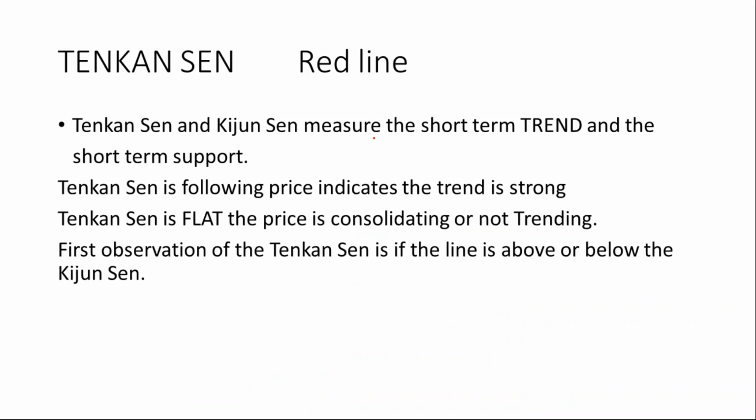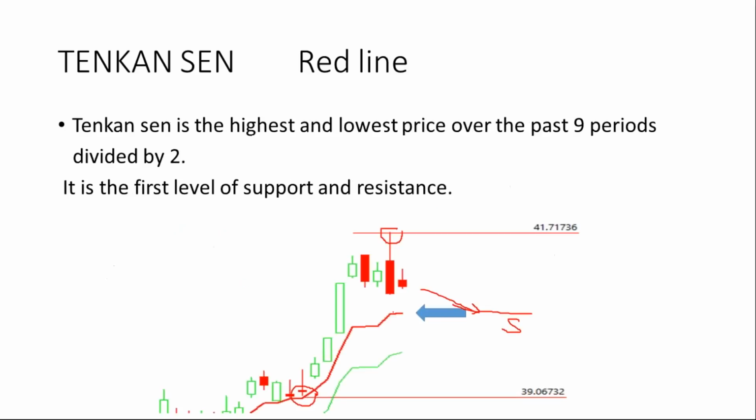So 9 periods being short term may provide some short term support, is the Tenkan Sen line. Tenkan Sen and Kijun Sen measure short term trend and the short term support. If the Tenkan Sen is following the price, it indicates that trend is strong. If the Tenkan Sen is flat, the price is consolidating or not trending. First observation of the Tenkan Sen is if the line is above or below the Kijun Sen. So I'll just go back there. The Tenkan Sen here is the red line. It simply follows the price around, and as the price starts to consolidate, it flattens out in there, which would become, on observation, hopefully a support area.